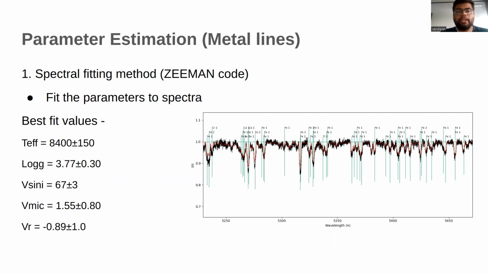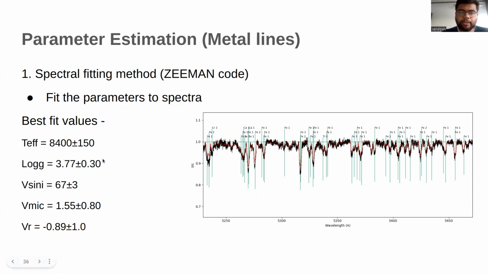Well, once we have the estimates, we just have to fit the whole spectrum. And once you fit it, you will get certain values of temperature, surface gravity, and all the velocities. But you have to iterate it a few times to get the values to converge. Once you get converging values, you are sure that these are the parameters that you have for this star.